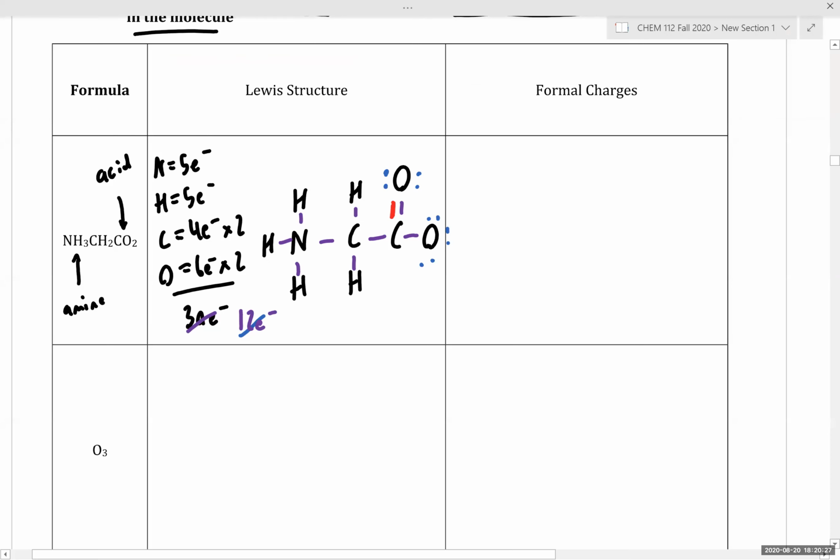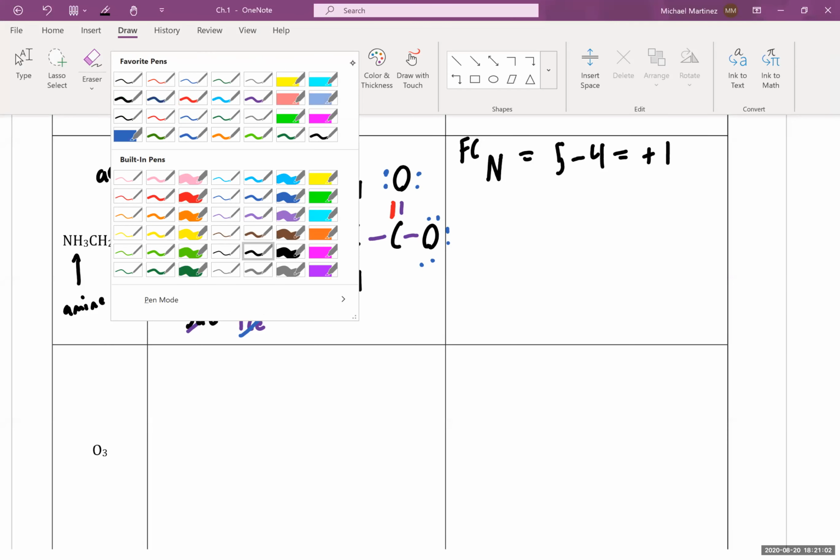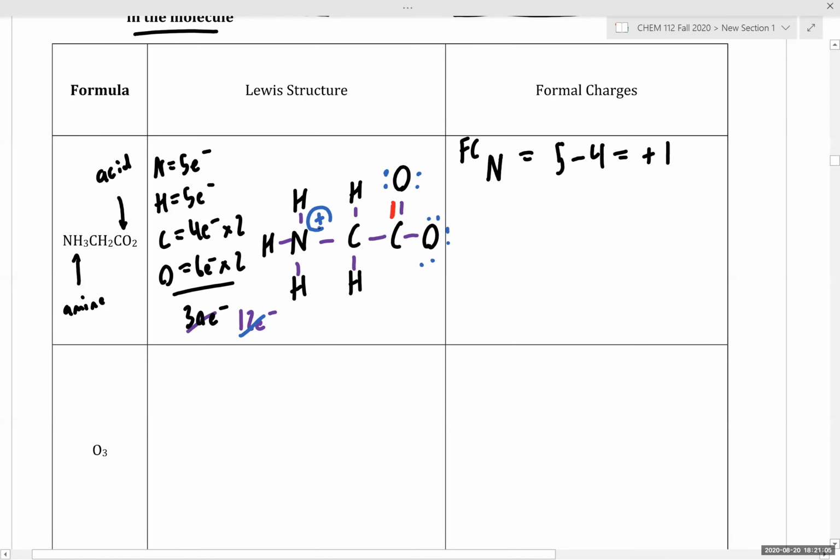For formal charges, there are charged atoms in the following structure. Let's first look at nitrogen and calculate its formal charge. Nitrogen has a group number of 5, and how many atoms are bonded to nitrogen? 4. That in turn gives us a formal charge of +1. So we'd note the nitrogen's formal charge with a positive symbol.